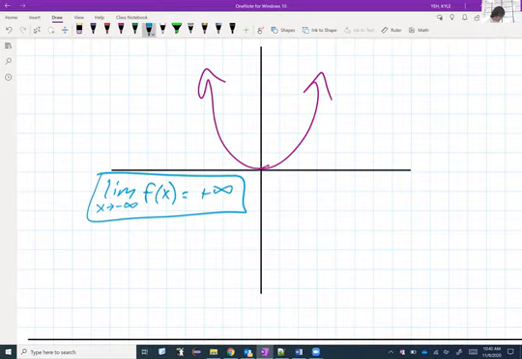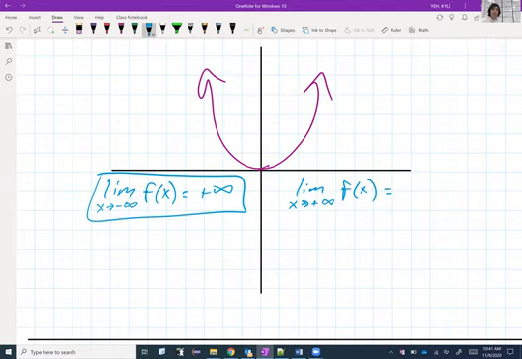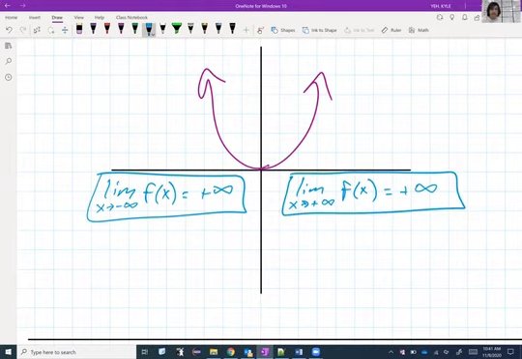What about the right-hand side? What about the limit as my x's go positive? As my x's are approaching positive infinity, what is happening to my graph? It is also going up, up, up. So the limit as x approaches positive infinity of f of x equals positive infinity, because both sides are going up. The one on the left says as x approaches negative infinity, my graph is going up. The one on the right says as x approaches positive infinity, as I'm going right on my graph, I'm also going up.